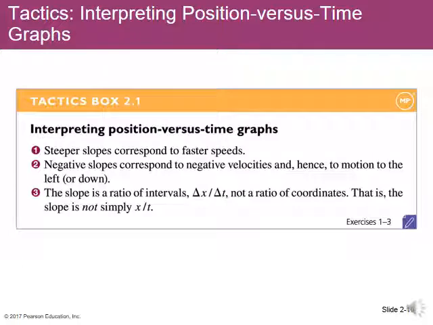So let's summarize then what we have learned so far about position time graphs. The slope is going to tell you what the velocity is. So therefore, a steeper slope corresponds to a faster speed. It can also tell you the direction. A negative slope corresponds to a negative velocity, and a positive slope is going to correspond to a positive velocity. And I also want to point out here that the slope is a ratio of the interval, so it's the change in the x values divided by the change in the time values. So you can't just simply pick a point on the graph and divide that point by the time at that point. It's the slope. It is the change in values, not just the individual coordinates.